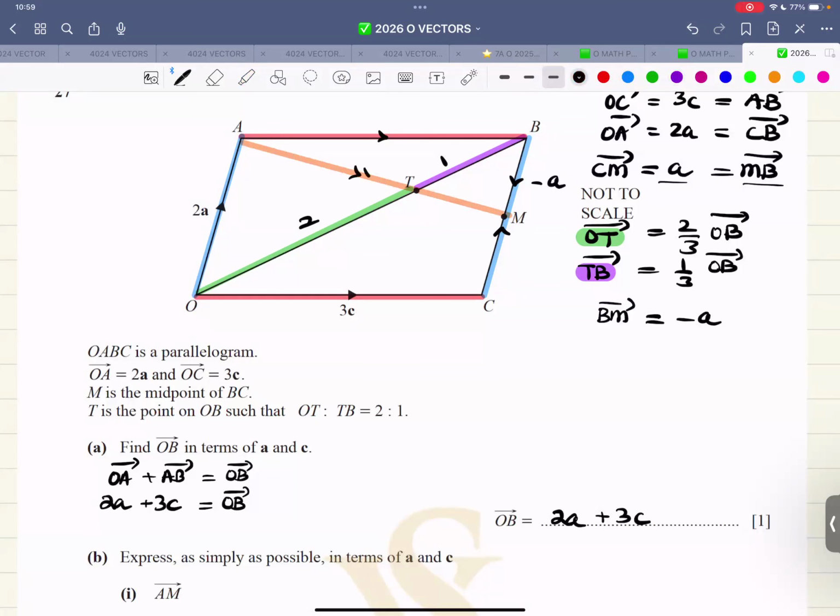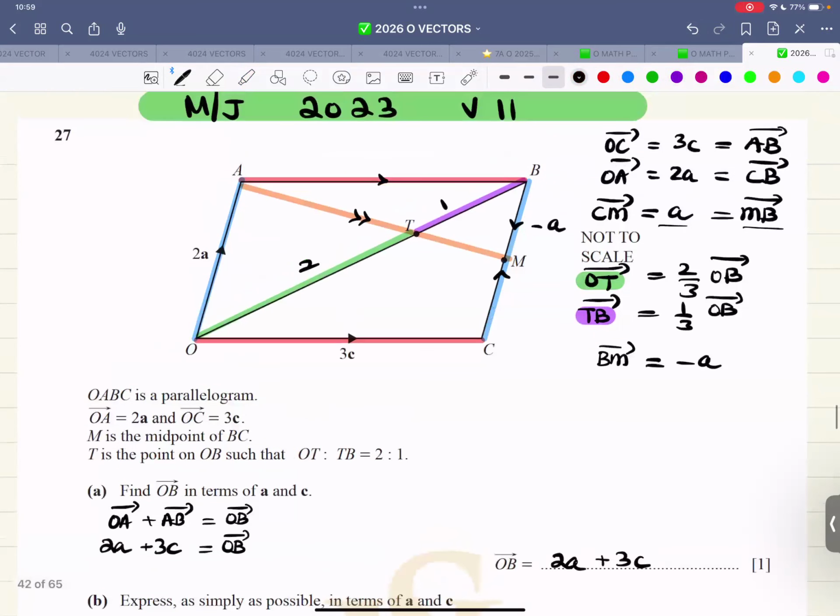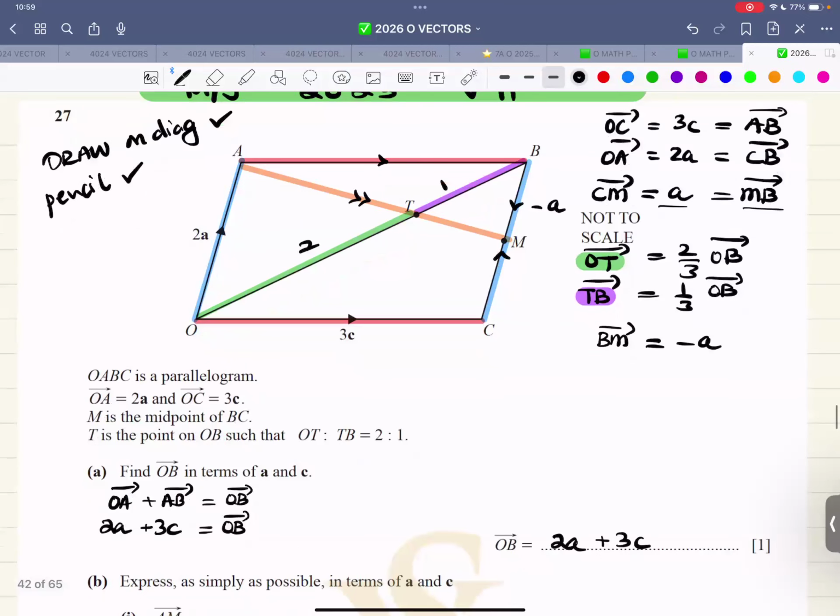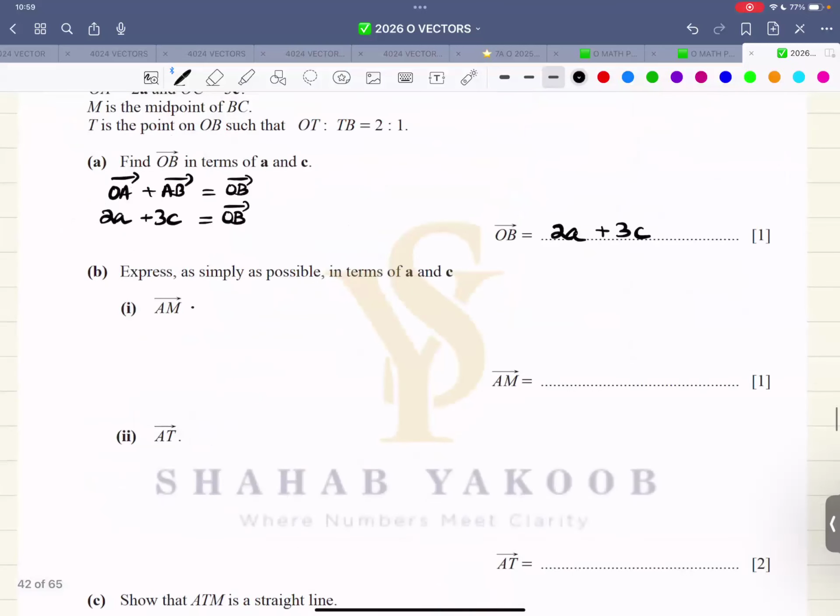So now draw as many lines as possible. Draw on the diagram. It's all cool, provided you draw with a pencil, so you can erase it easily. So now A till B, B till M is AM. A till B plus B till M, that is AM.